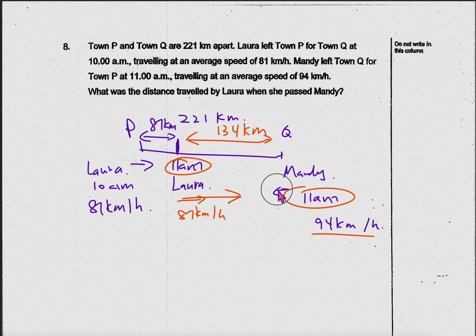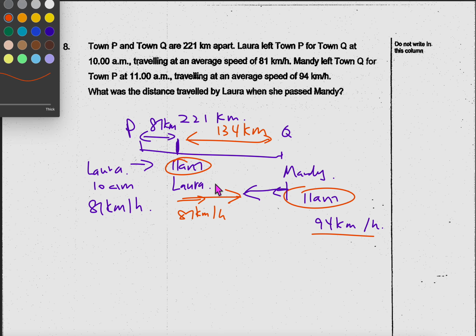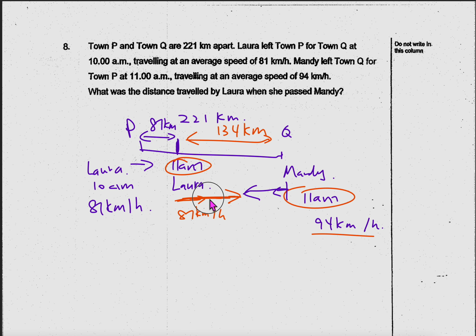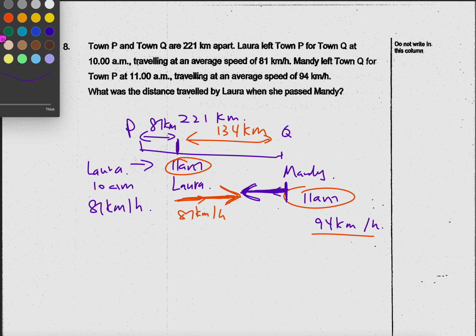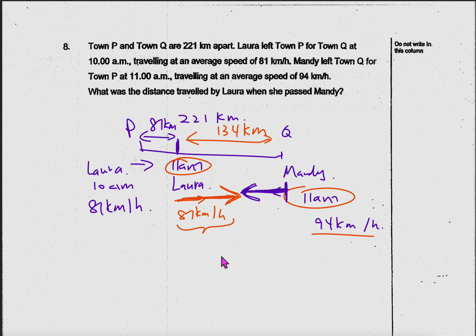You know what's the meaning of these two arrows meeting each other? What's the significance of this arrow meeting this arrow in mathematics? What do these two arrows mean? The orange arrow represents the distance traveled by Laura. Very good. Which is 87 km per hour times the time, right? You don't know the time, so I just let it be t. Then the distance traveled by Mandy is represented by the blue arrow, right?